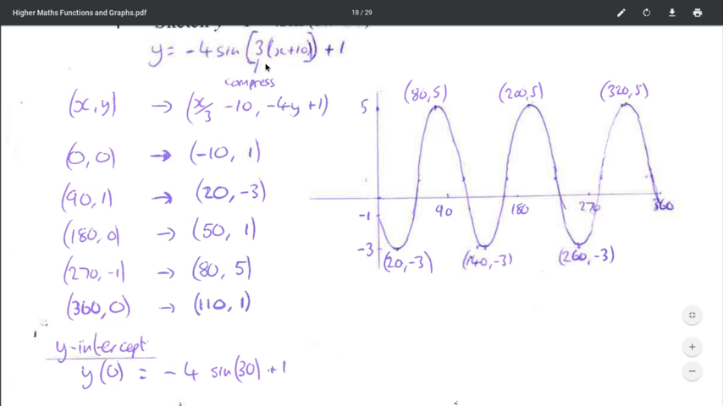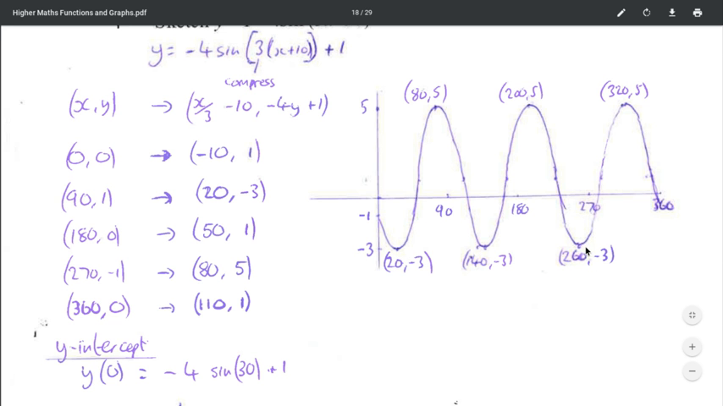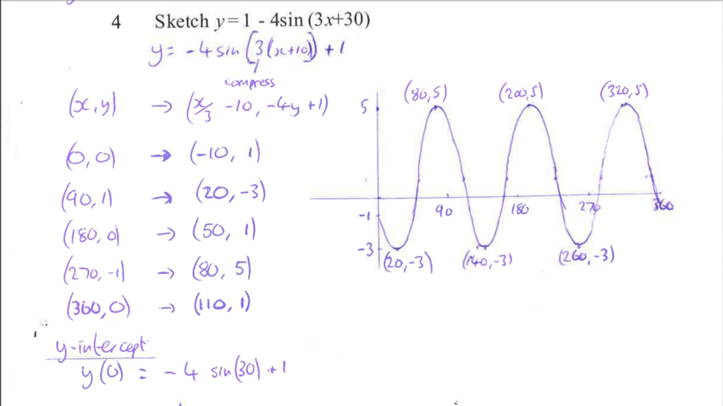Again, 360 divided by 3, because it's been compressed by a factor of 3, the wavelength will be 120. So 80, 5, add on 120 to the x-coordinate each time. So I'll give 200, 5 and 320, 5 for the maximum turning points, and the minimum turning points as well: 20, negative 3; 140, negative 3; and 260, negative 3. Again, just by adding on 120 each time.